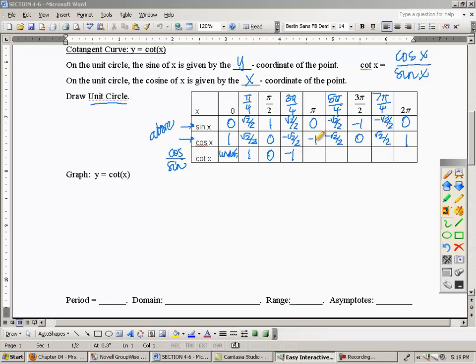And we go again. Negative 1 divided by 0 is an undefined fraction. Negative square root of 2 over 2 divided by negative square root of 2 over 2 is 1. 0 divided by negative 1 is 0. A positive divided by a negative is negative 1. And finally, 1 divided by 0 is an undefined fraction. So you're using basically the same table, you're just dividing them in a different order.